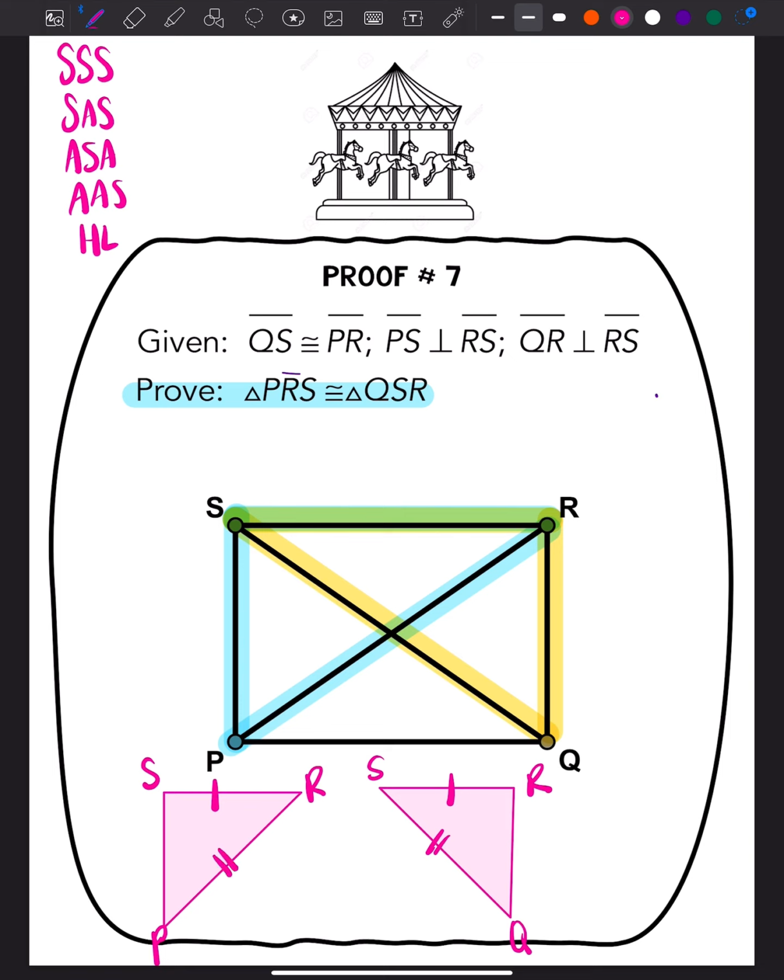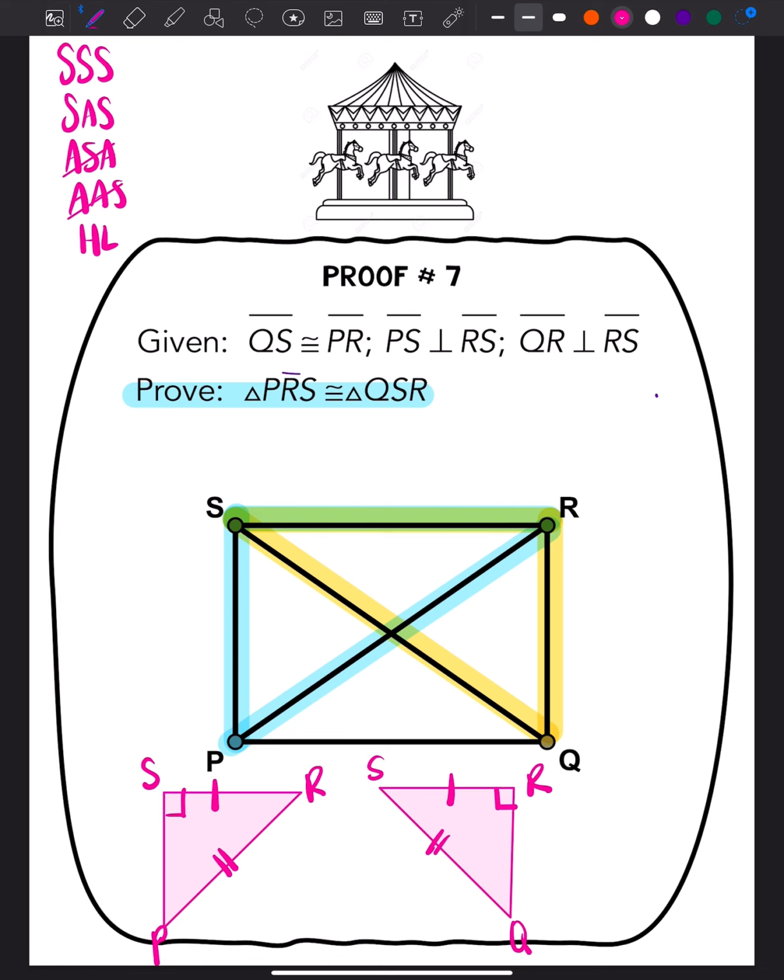So far, I know that I'm going to go ahead and get rid of ASA, and I'm getting rid of AAS because they don't need two sides, and I have two sides, and I'm going to use those two sides. Then I know that PS is perpendicular to RS, so I know perpendicular lines form right angles, so I know that there's a right angle here. And if QR is perpendicular to RS, there's a right angle here. Well, what I see is I have a right angle and I have two sides.